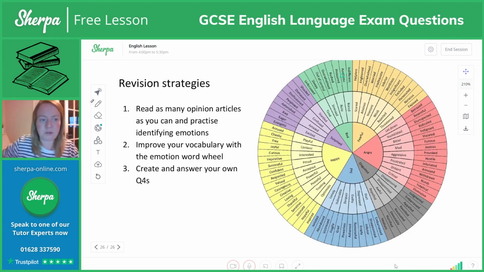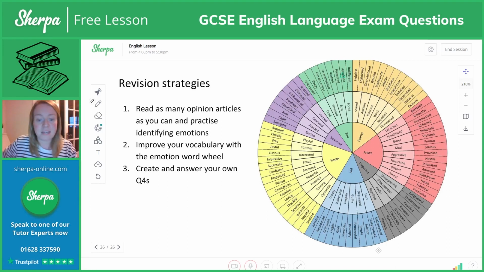What I've got here is an emotion word wheel. If you click onto Google and type in emotion word wheel, loads of these things come up. They're incredibly helpful, not just for expressing your own emotions and using in your own work, but also to help you in question 4 with choosing your words very, very carefully and specifically when you're talking about how the writer feels.